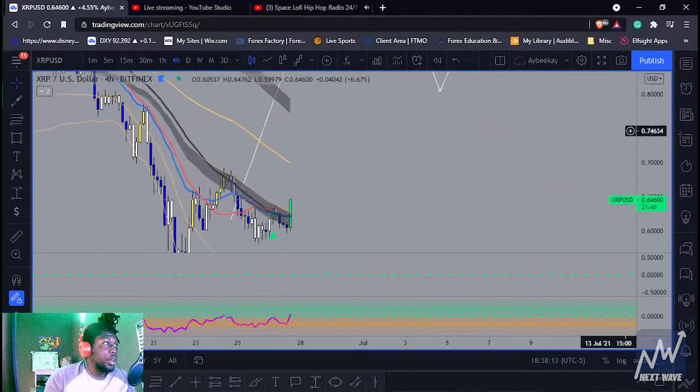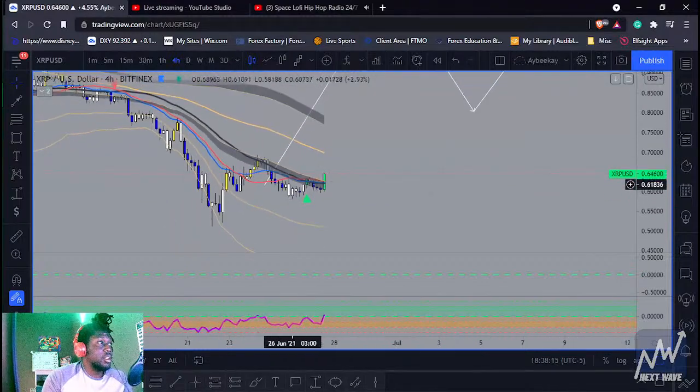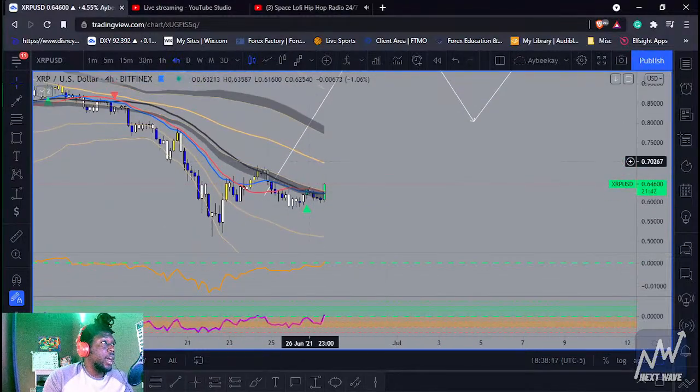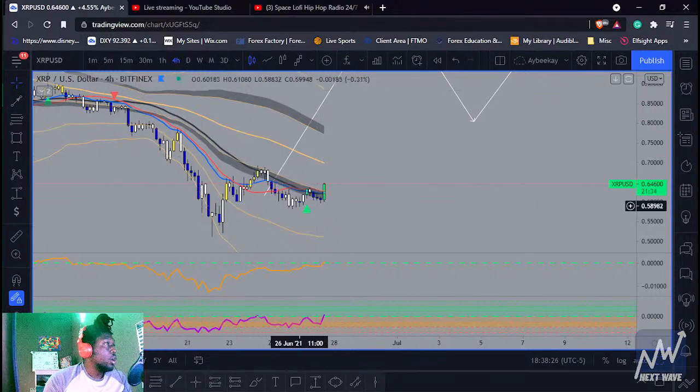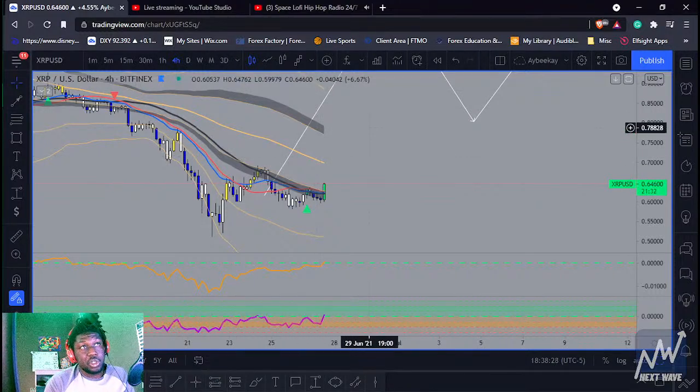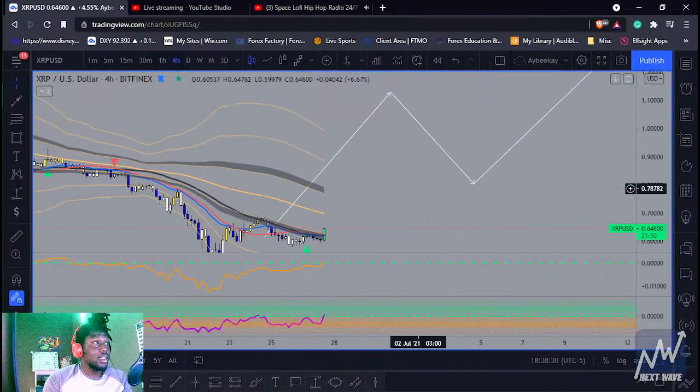And the 4-hour is playing out nice. It's starting to play out nicely on Ripple. I had seen this during the weekend, and I had gone into Ethereum actually. So I'm liking the way this is playing out on Ripple. A push to 78 cents is highly likely.